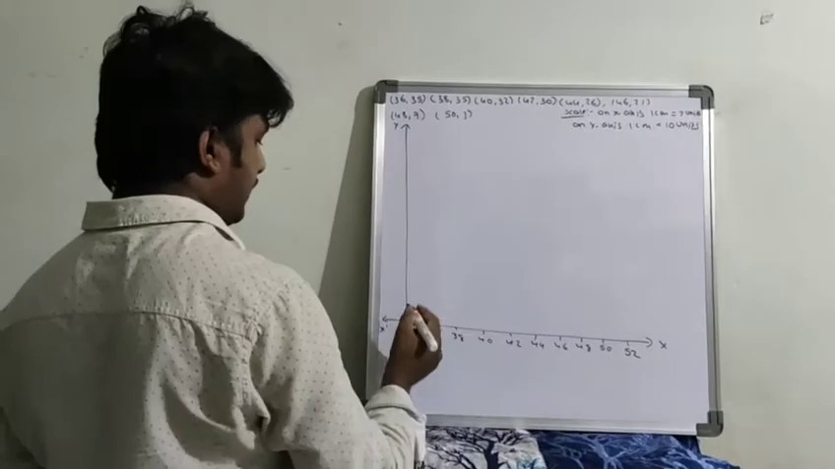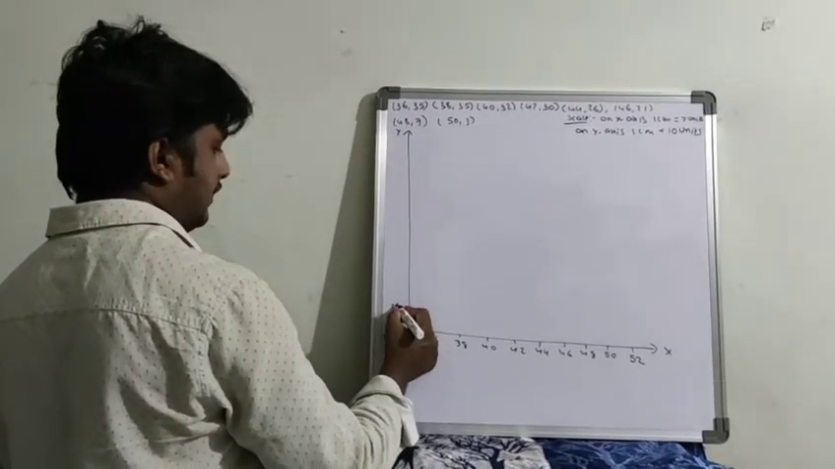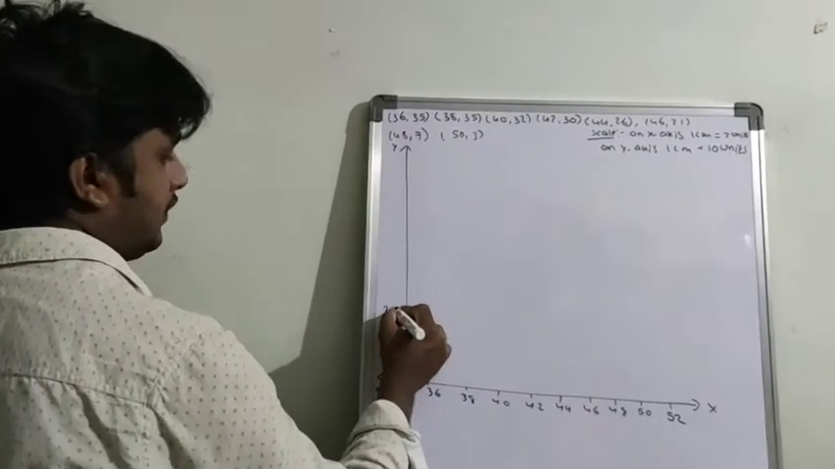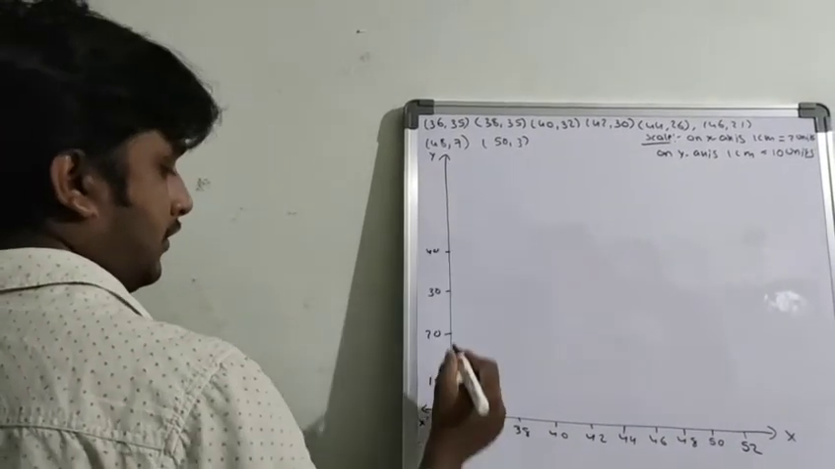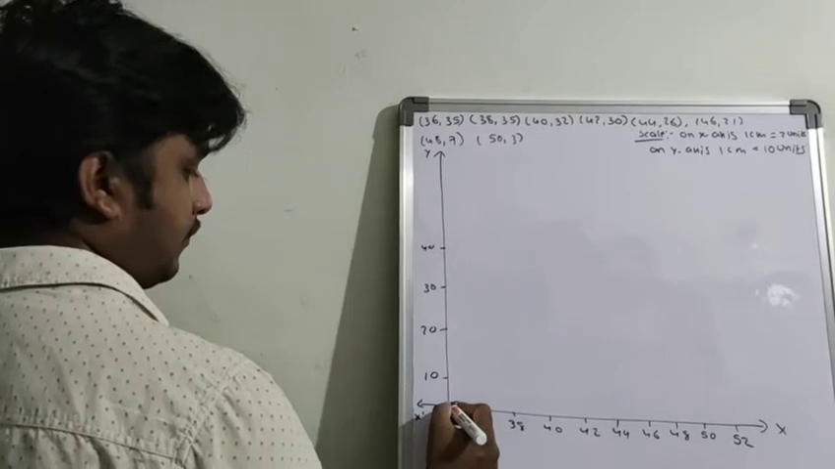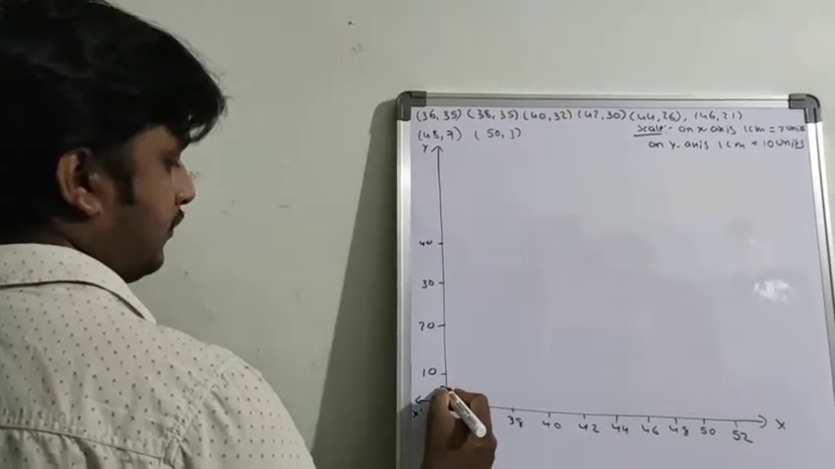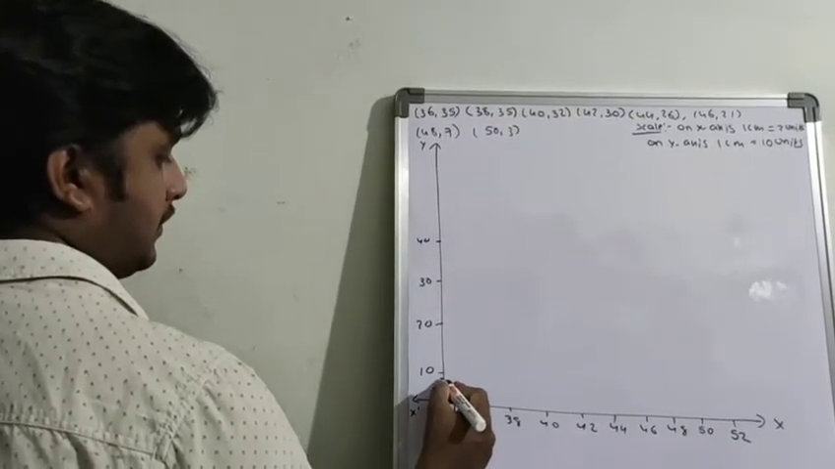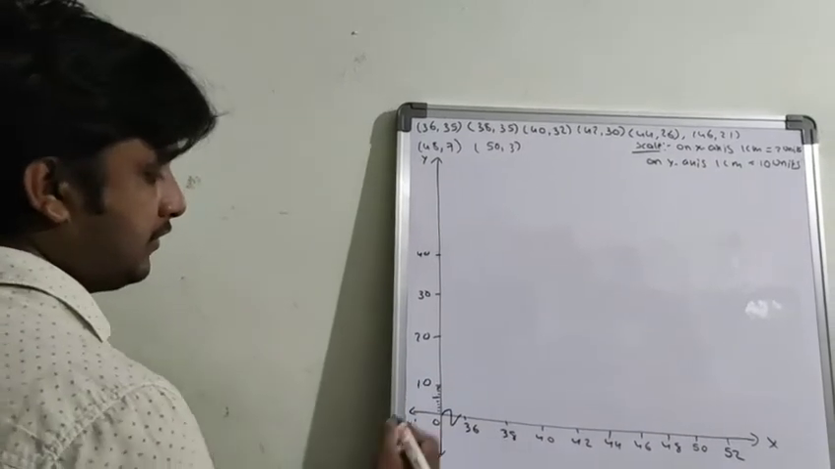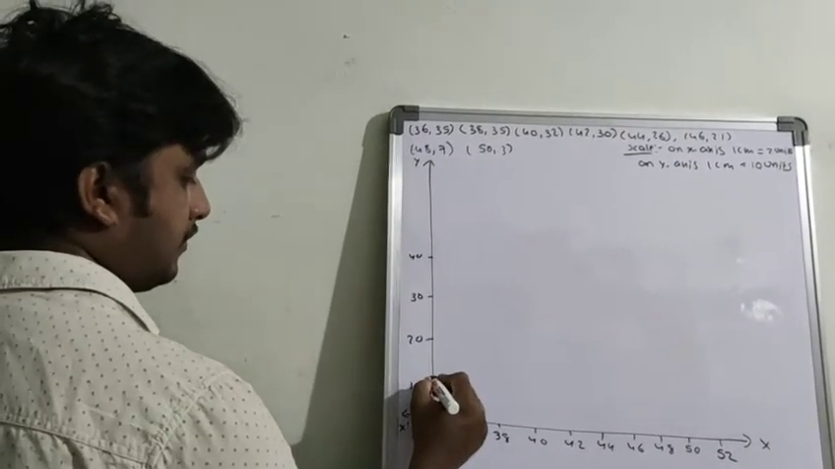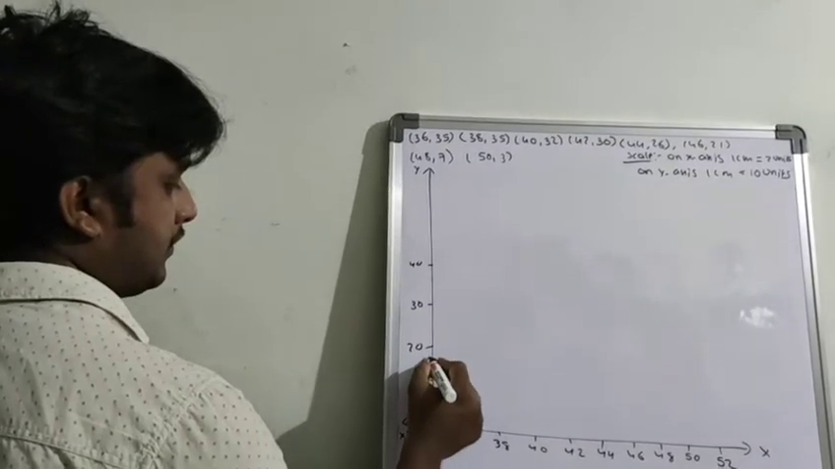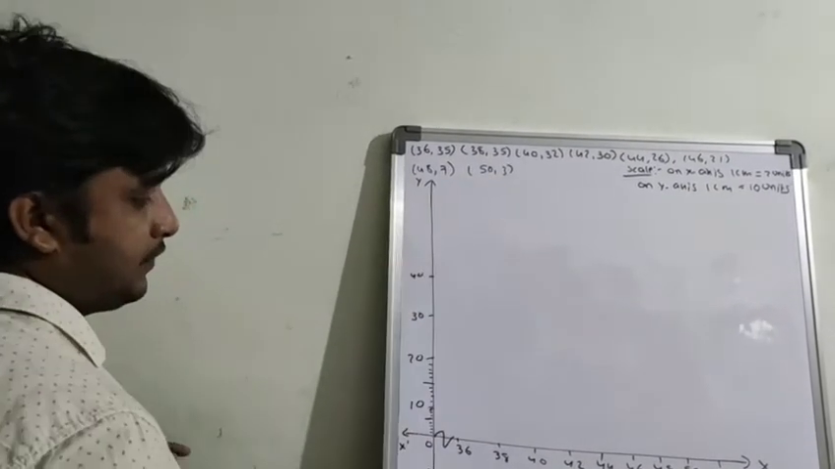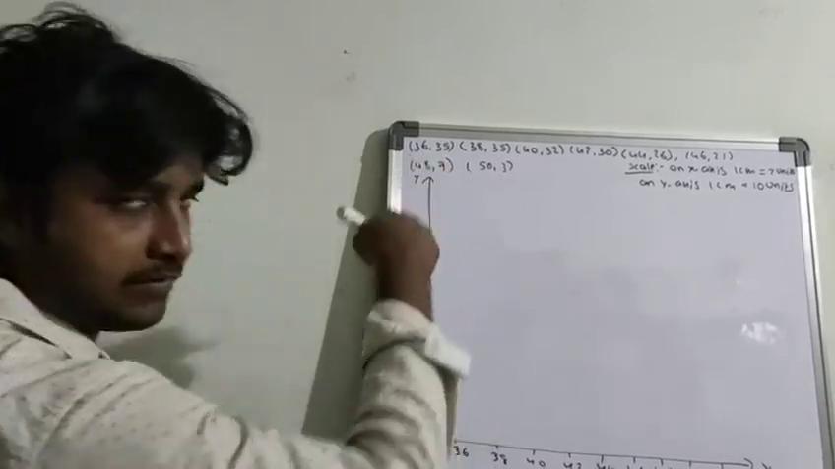So on the y-axis, what I am taking directly: this is 10 units, this is 20 units, this is 30 units, this is 40 units. So 1, 2, 3, 4, 5, 6, 7, 8, 9, 10. So again 1, 2, 3, 4, 5, 6, 7, 8, 9, 10. So similarly like this we have to count.